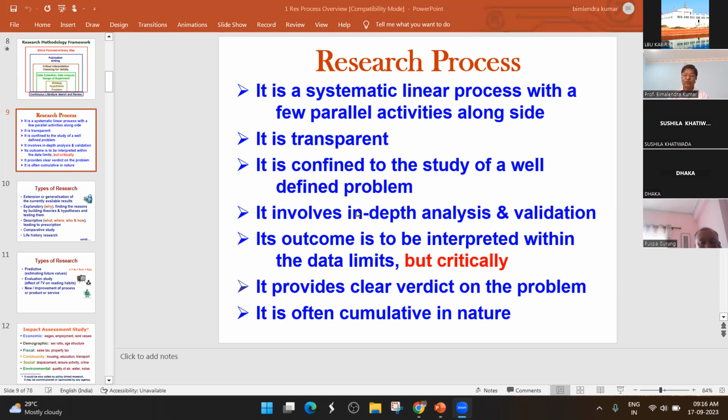So research also provides a clear verdict on the problems. For the research problems, there are some research methods through which hypotheses can be tested, or the research problems can be solved. Sometimes the research process is cumulative in nature, whether qualitative or quantitative, or it may be multiplied in different multidisciplinary or interdisciplinary research also.